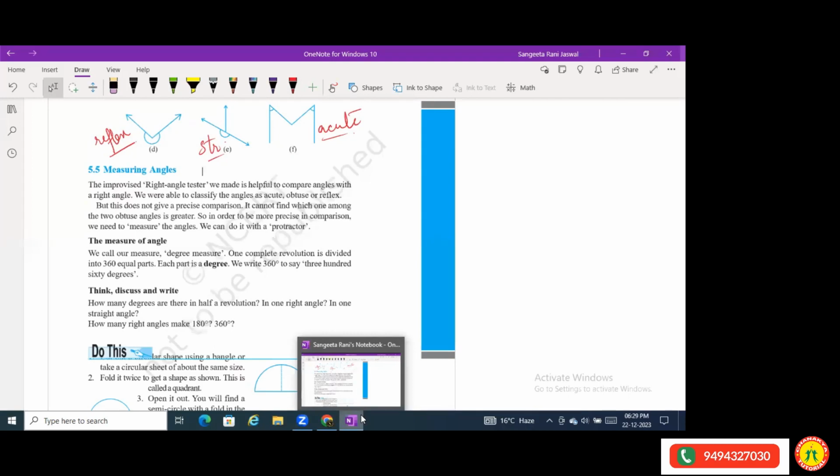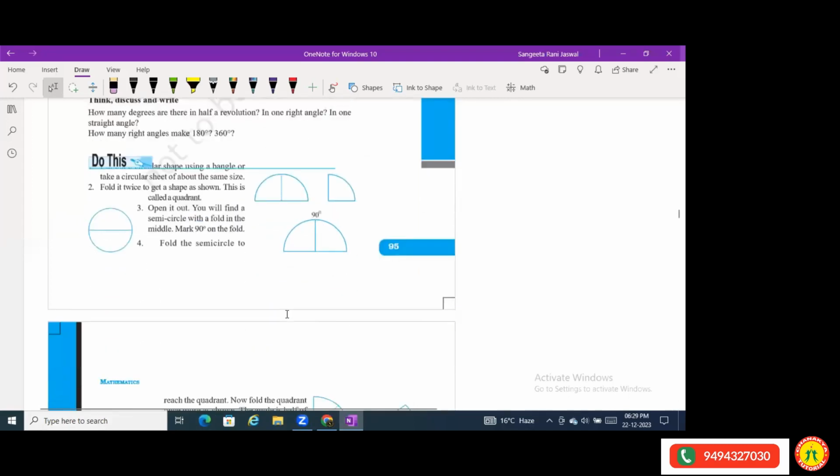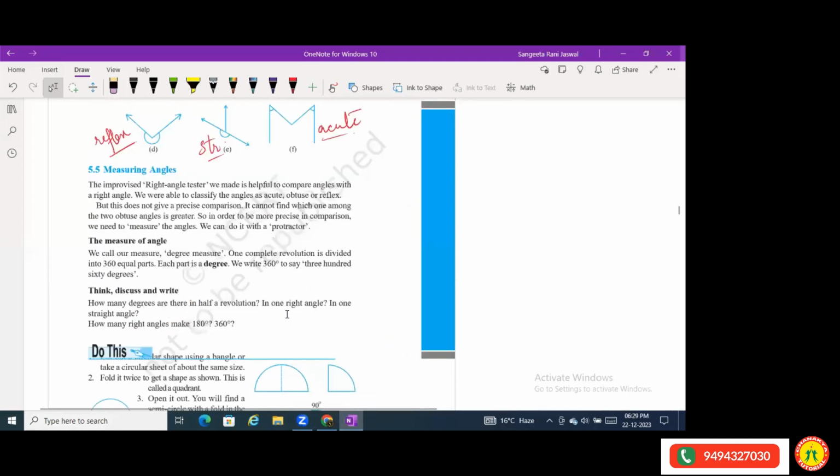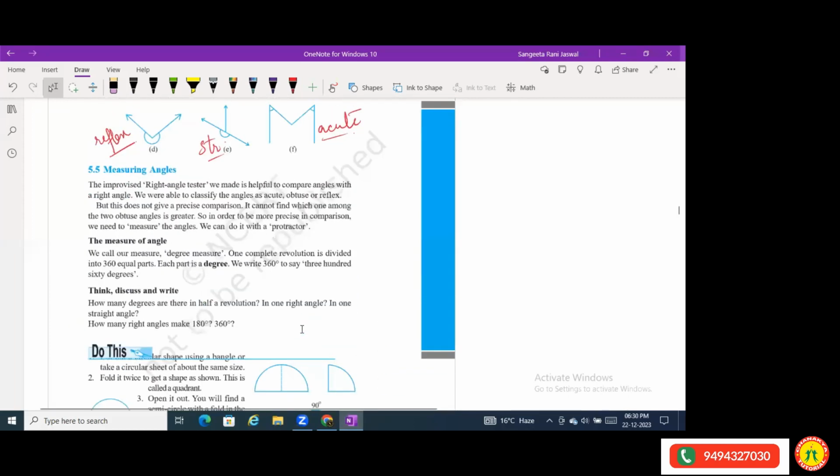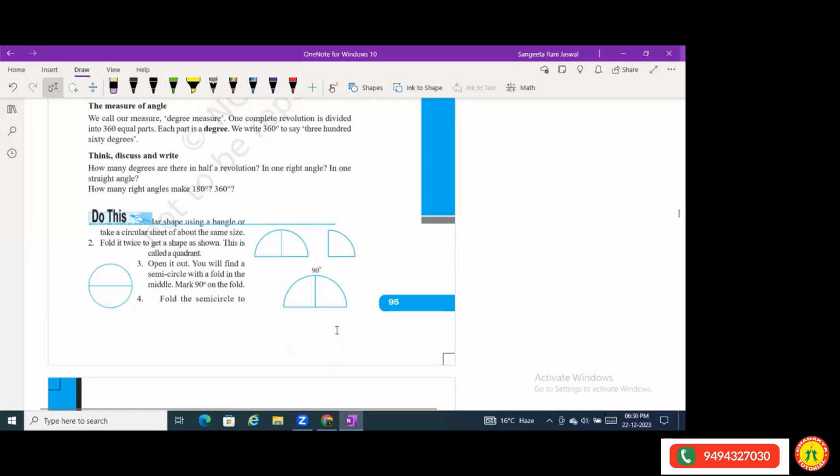I don't have a protractor here, neither can I use it on the screen. But you must be having your book and your notebook. You draw your angle in your notebook and measure it. Do you know how to keep a protractor? Or I'll show you. Do you know how to use a protractor?